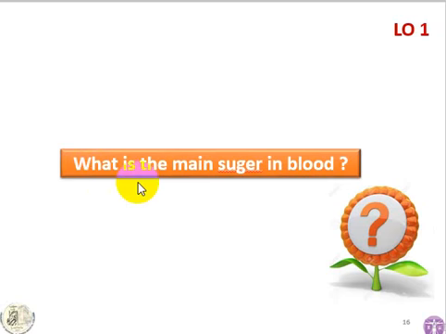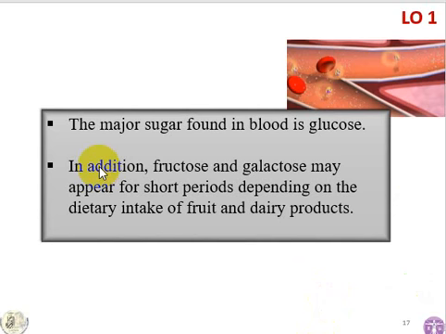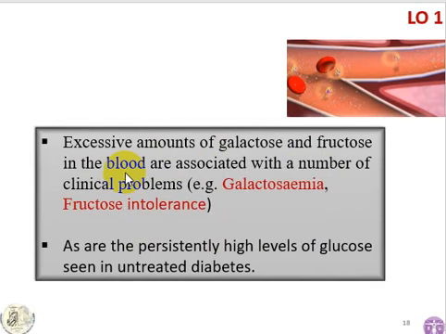What is the main sugar in the blood? The major sugar found in the blood is glucose, but fructose and galactose may appear for short periods in the blood, depending on the dietary intake of fruit and dairy products. An excessive amount of galactose and fructose in the blood leads to certain clinical problems like galactosemia and fructose intolerance, and these two conditions we'll talk about later. Also, glucose may be present at a high level in the blood. This condition is seen in untreated cases of diabetes.